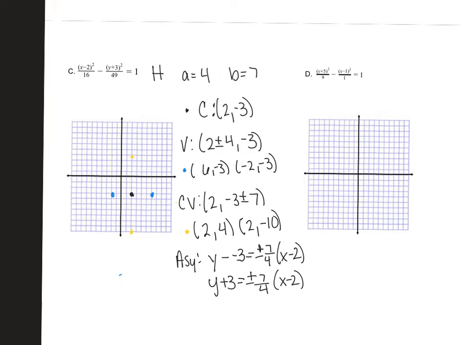Alright, so let's create our box to help us with our asymptotes, especially because of that fraction. Okay, let's create our asymptotes through each edge of the box and that center. And then remember we said this is horizontal, so my branches are going to go here and here.